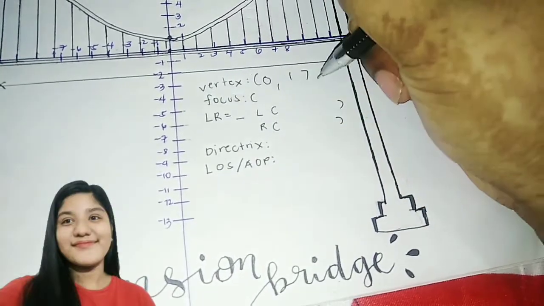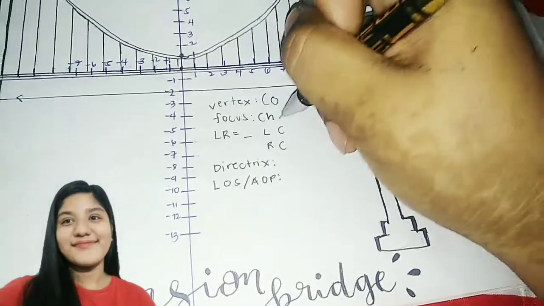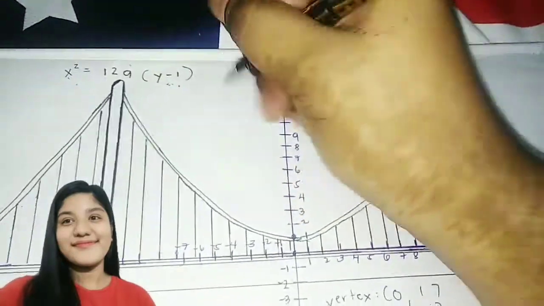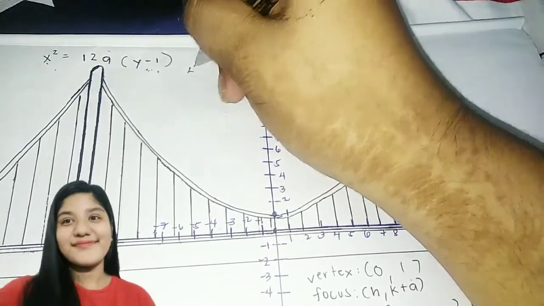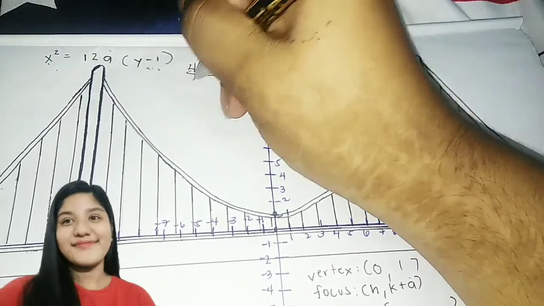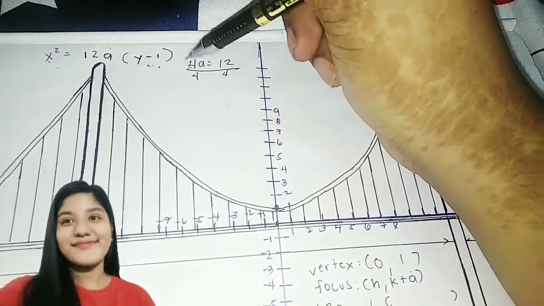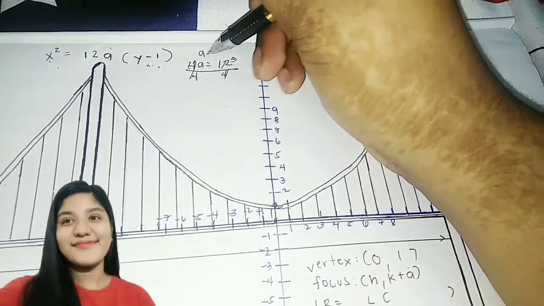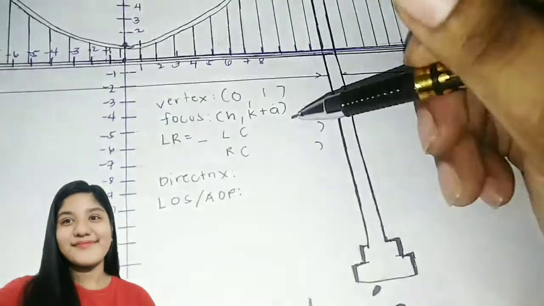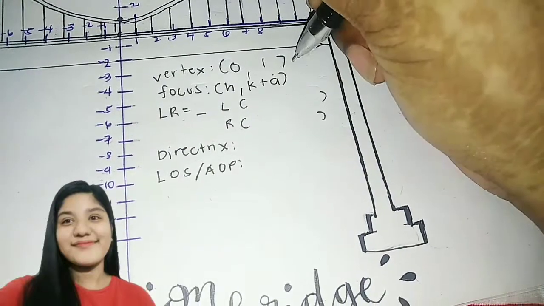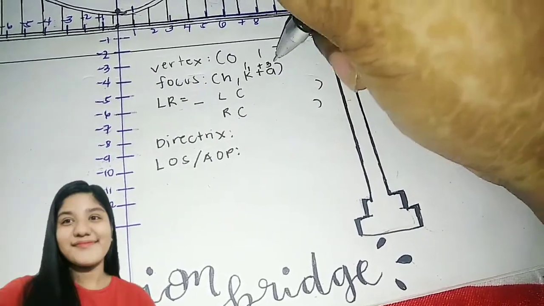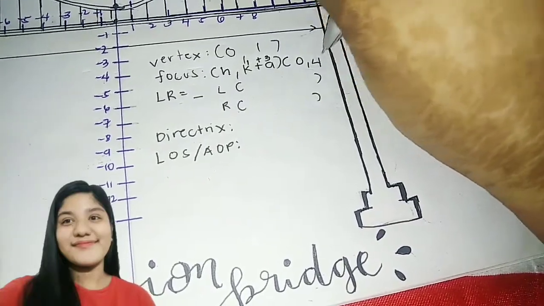So ang ating formula for our focus is h, k plus a. So in order to get the a, kailangan po muna natin i-divide ang ating 12a sa 4. So ayan, i-divide natin siya both sides sa 4. So 4 cancel, and then ito magiging 3. So ating a ay 3. So ayan, a is equals to 3, in which ang ating formula is 1 plus 3 is equals to 4. Ang ating focus ay 0 and 4.